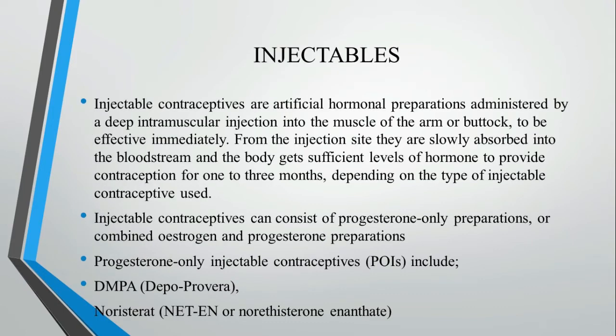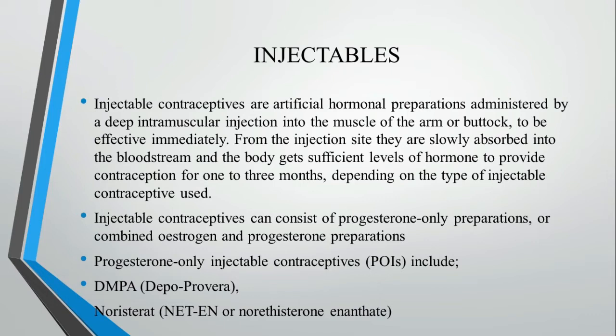The next type of hormonal contraceptive is injectables. Injectable contraceptives are artificial hormonal preparations administered by a deep intramuscular injection into the muscles of the arm or the buttocks to be effective immediately. From the injection site, they are slowly absorbed into the bloodstream and the body gets sufficient level of hormone to provide contraception for 1 month to 3 months, depending on the type of injectable contraceptive used.